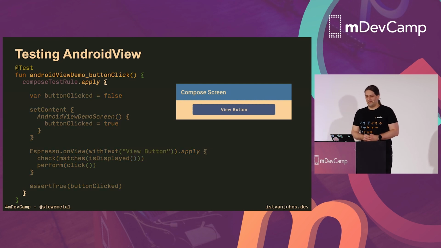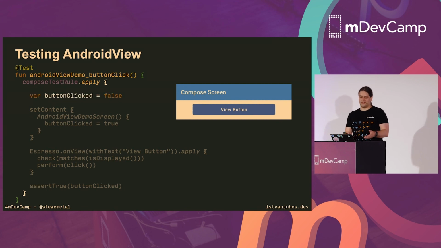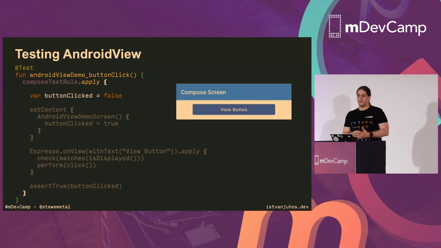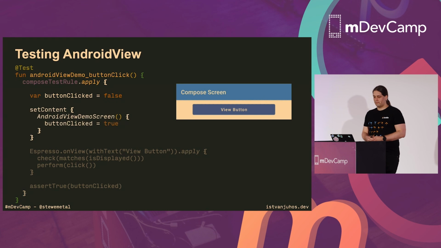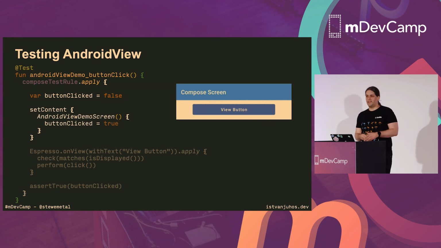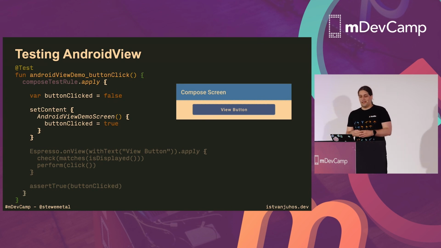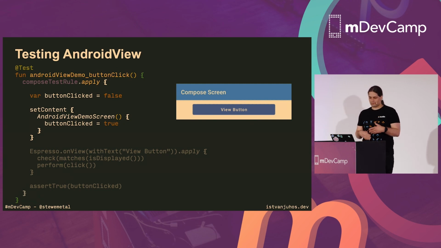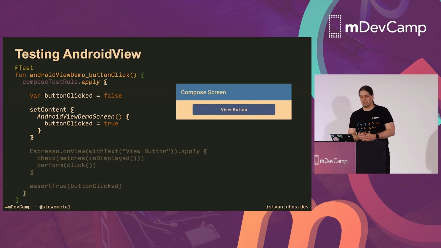So first of all, we are dealing with Compose, so our tests have to be Compose aware. So we create this Compose test rule according to the docs and do some Compose manipulation there. We are testing behavior, so we'll have this variable, which is pretty much a flag, and we will set it to true if the button is clicked. We call setContent on the Compose test rule, which is the entry point for our composable, where we can add any composable into the test. And we call the Android View demo screen here, and the trailing lambda for this function is the button's click listener. This is a simple scenario.